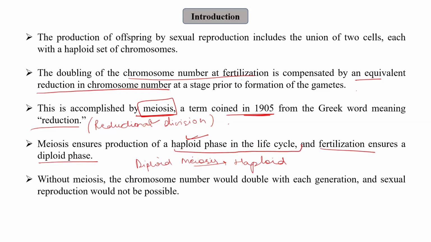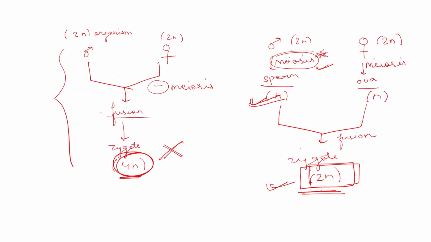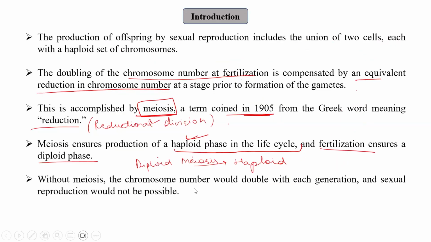As I already said, this diploid to haploid conversion happens by the process of meiosis, and upon fertilization, the formation of the zygote again results in a diploid phase. So without meiosis, what will happen? The chromosome number would double with each generation.